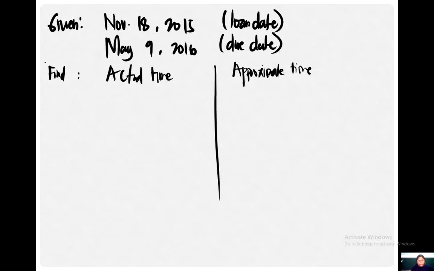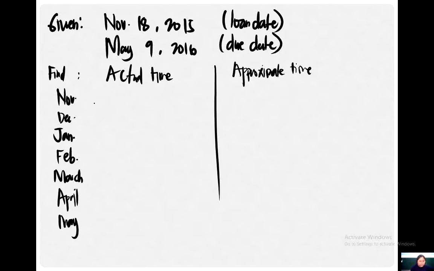Again, we're going to get the duration of the loan. So first, let's list down everything: November, December, January, February, March, April, and May. November, we have 30. December, 31. January, 31. February, 28. March, 31. April, 30. And May, 31.